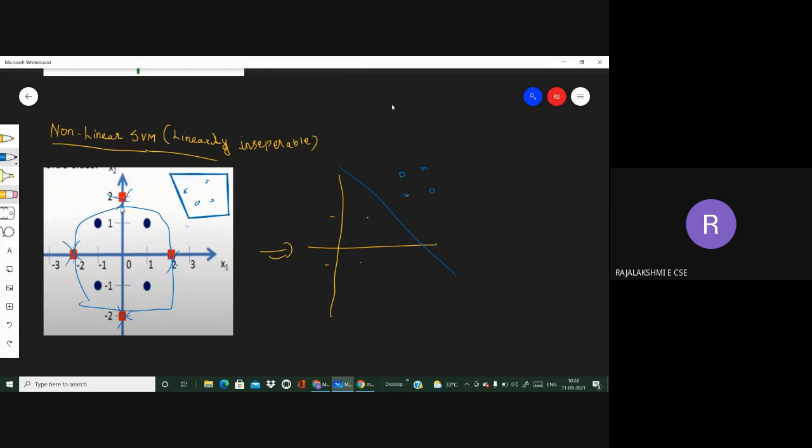Then I can treat this like an ordinary linear SVM. So I can easily draw my line. Understand? Yes, ma'am. Okay, this is what I'm going to do: convert this non-linear into linear, and then you can work it out very easily.